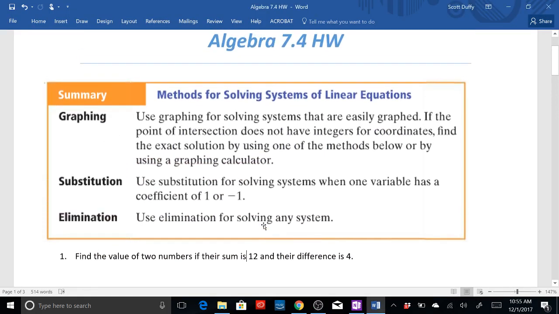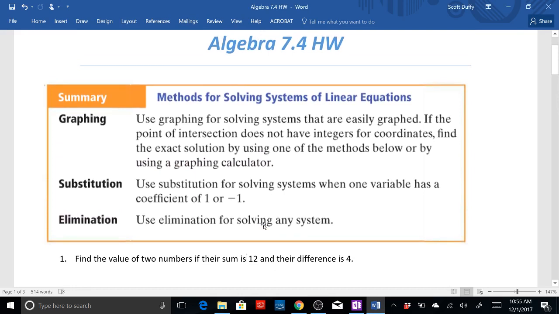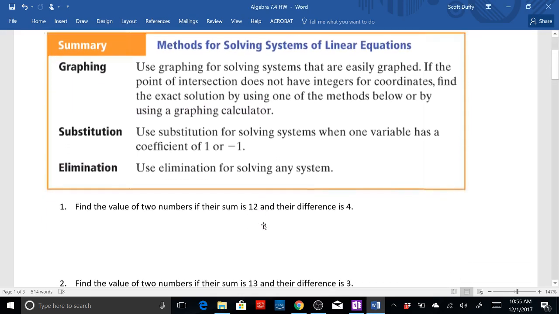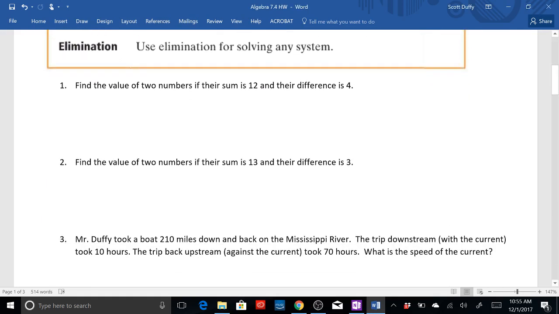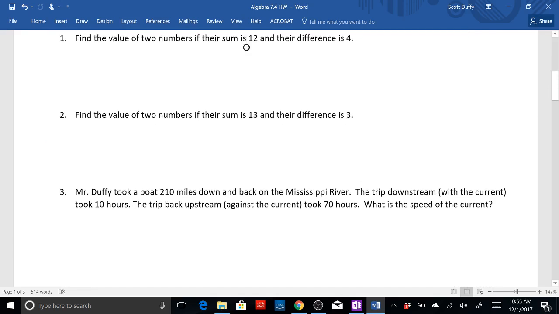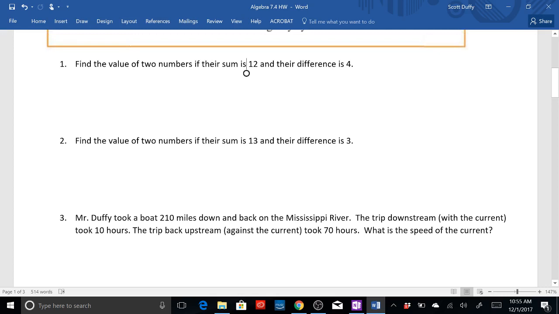Okay, today we are working on using methods of solving systems of linear equations on word problems, actual problems from life that we might encounter. So I'm going to go through number 1 for you here, and you want to find the value of two numbers if their sum is 12 and the difference is 4. So the two numbers I'm going to call them x and y, just like usual.